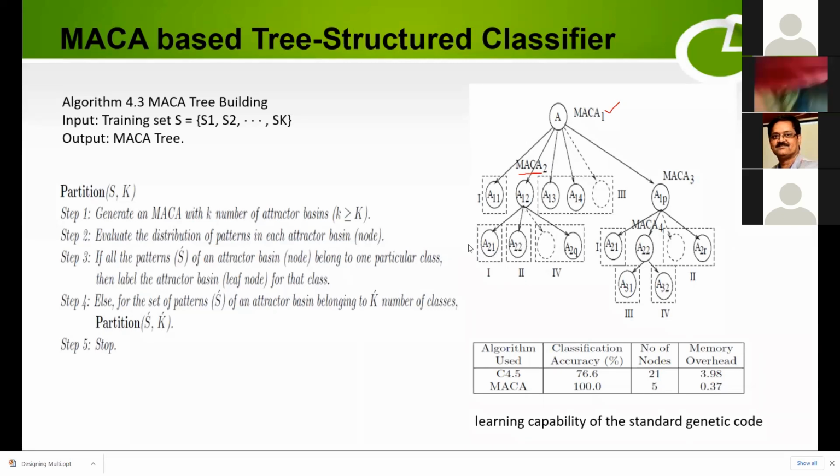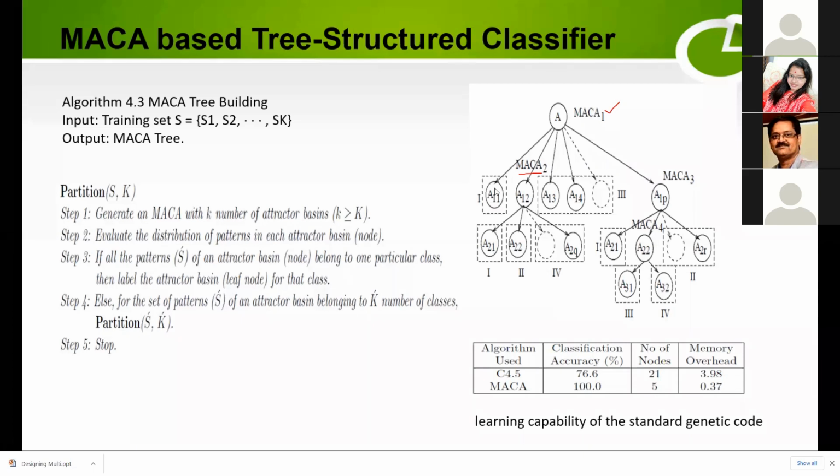And from here we have the second level, where we can see attractor 2.1. Again, attractor 2.1 identifies all the data from class 1, attractor 2.2 identifies all the data from class 2, and attractor 2.3 identifies all the data from class 4. In this way, we can increase the accuracy over the general pattern classifier, and we can implement the multiple pattern classifier.